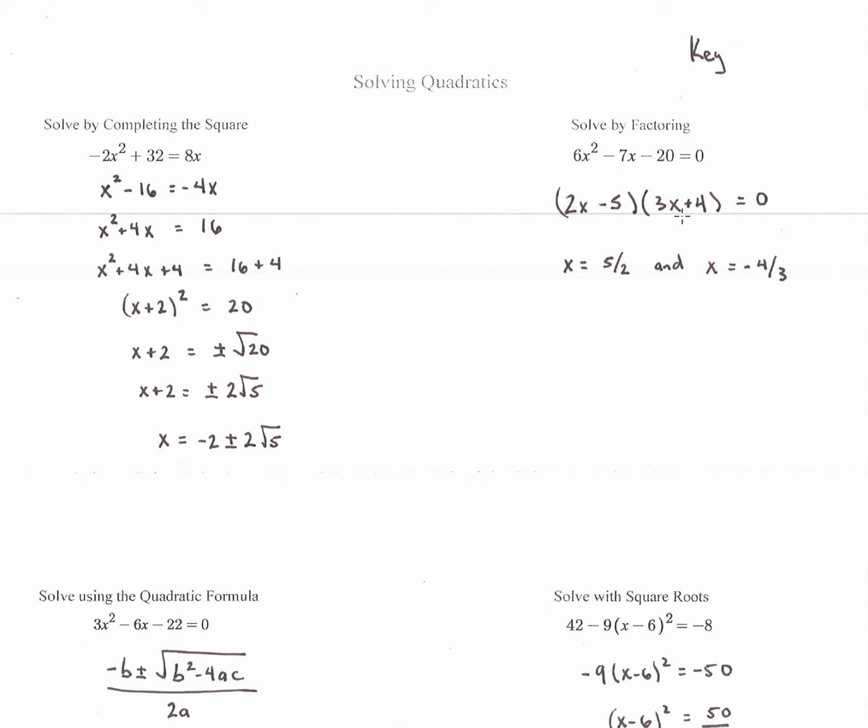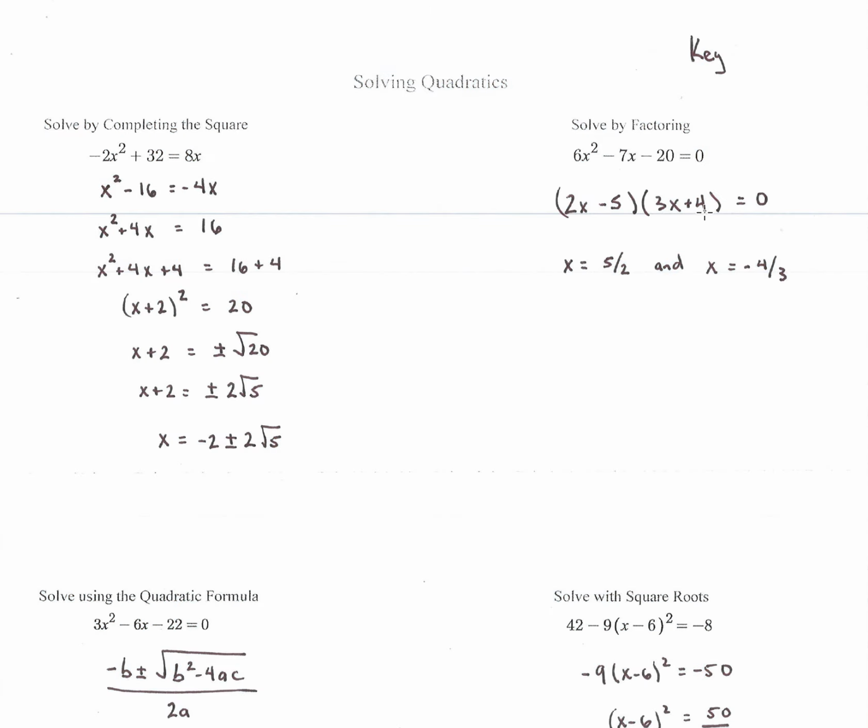If this is 20, you're going to look at 1 and 20, 2 and 10, 4 and 5, and then 5 and 4 and 10 and 2, like all the flips of those. And it turns out that when you look at this one, you're going to get the -5 and the 3x is going to give you a -15x.